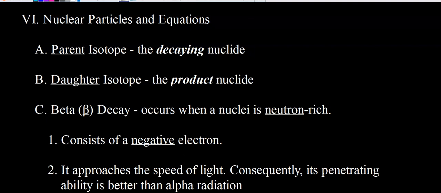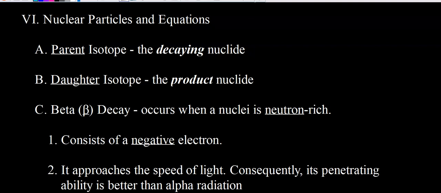or daughter isotope. There are several different ways in which a radioactive substance may decay. We'll start off with beta decay. Beta decay, it's important to know, occurs to nuclei that are neutron rich. Neutron rich. So sometimes atoms have too many neutrons, even though neutrons do act to stabilize the nucleus.